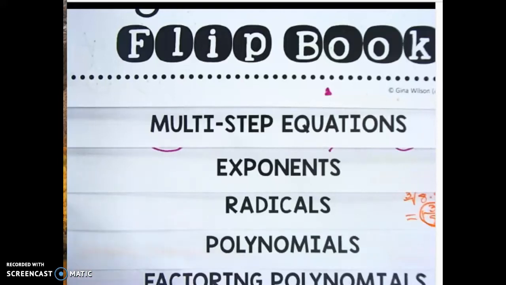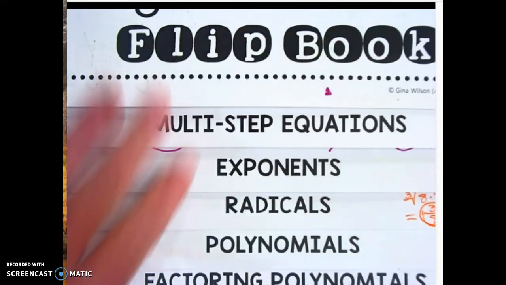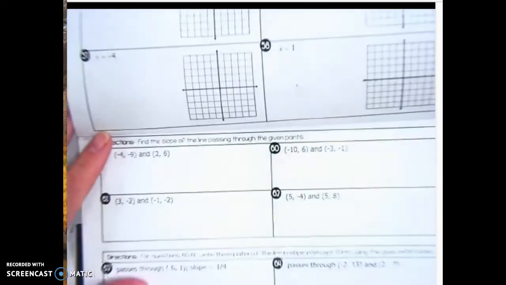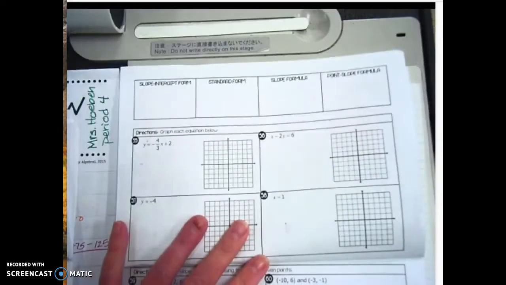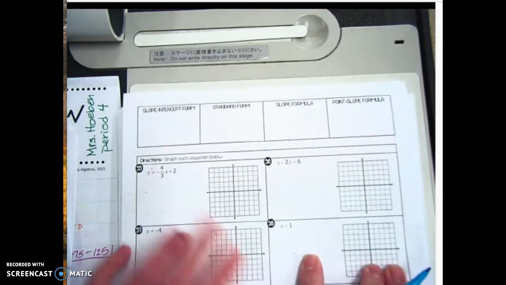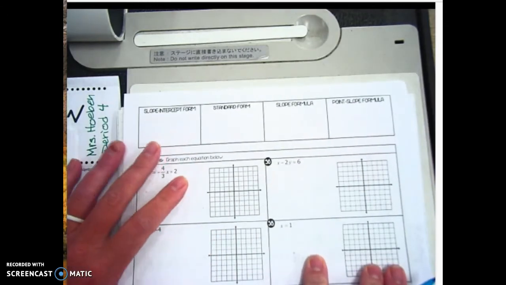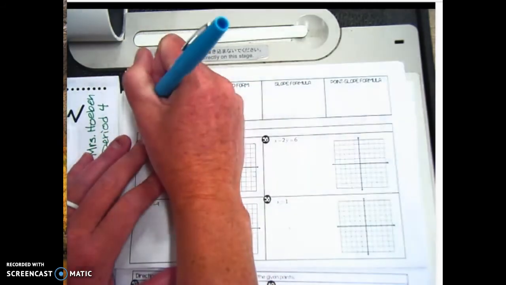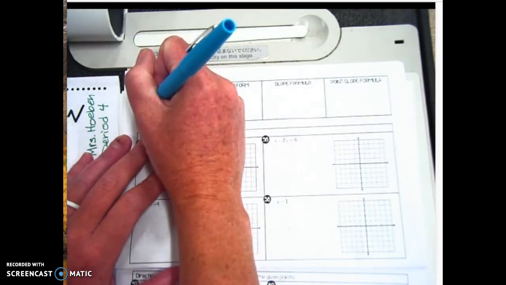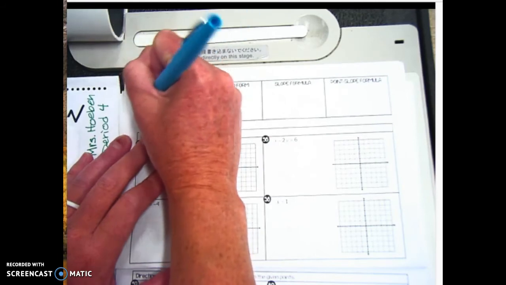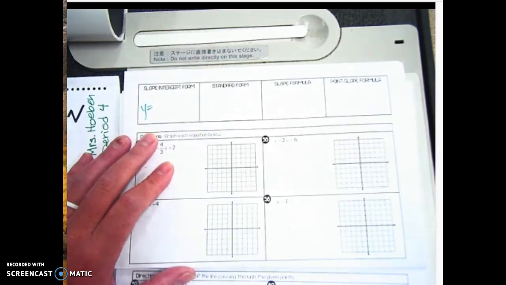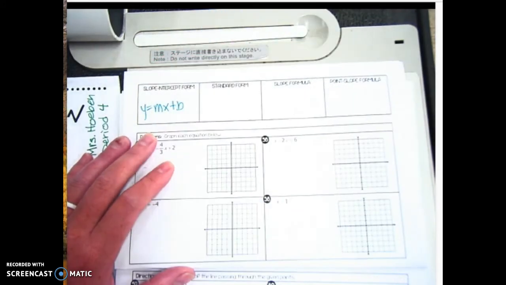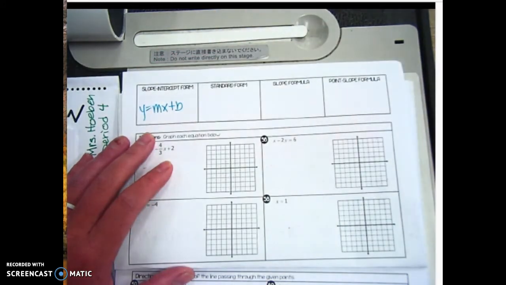On the second to the last page, which is titled Linear Equations, we're going to fill in these 4 boxes up top. We've got something called slope-intercept form. Anybody know it? No? All right, it's y equals mx plus b. Has a great title, slope-intercept.